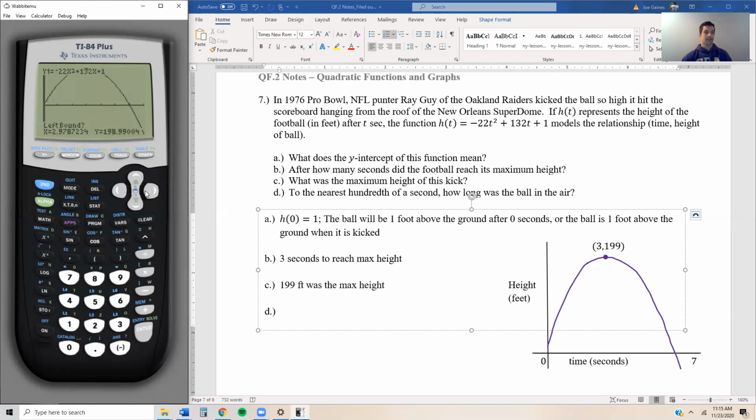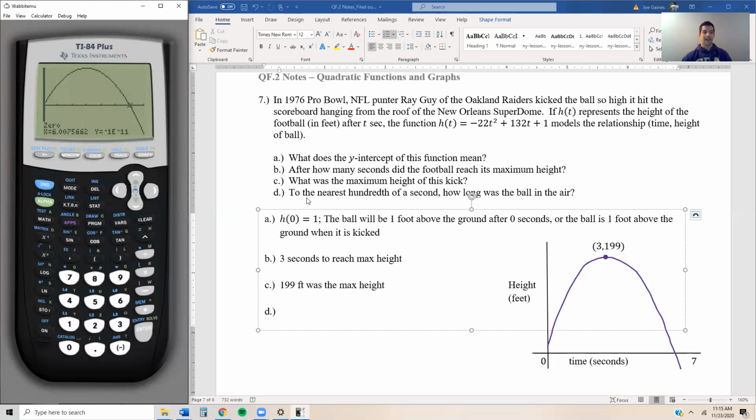Again, I'm going to see this left bound command on the calculator. So what I want to do is move my cursor over so that it is left of the x-intercept. It's left of the x-intercept here. I'm going to hit enter. Then I want to move my cursor until it's right of the x-intercept. I'm going to hit enter. It's going to ask me to guess. I'm not going to worry about guessing. And there's my solution.